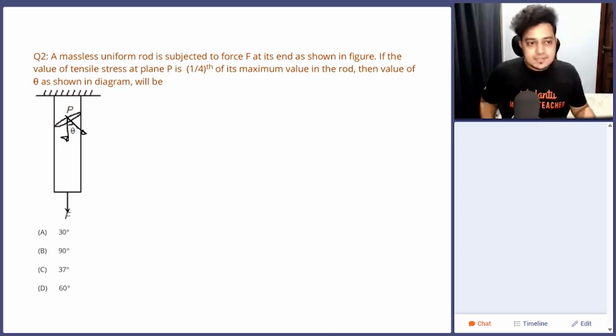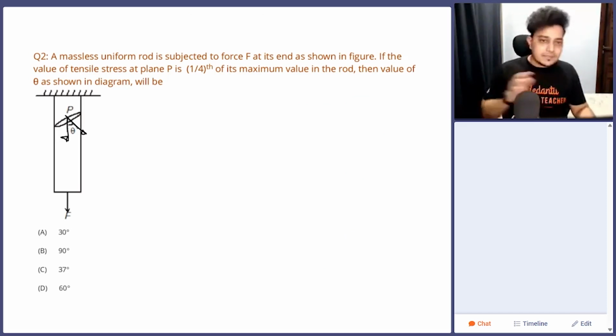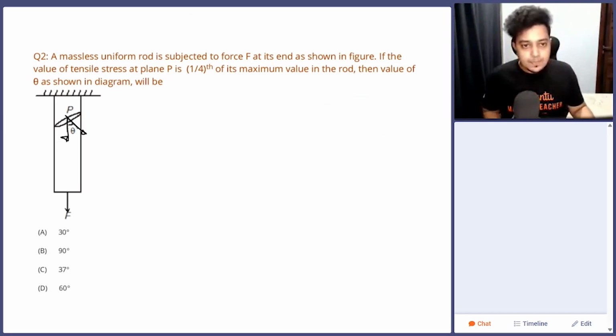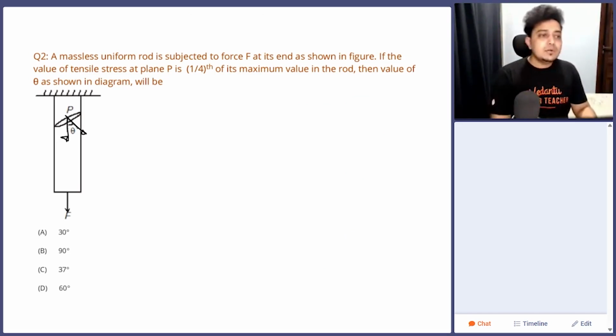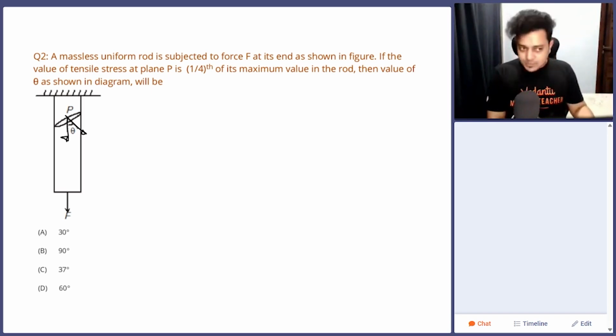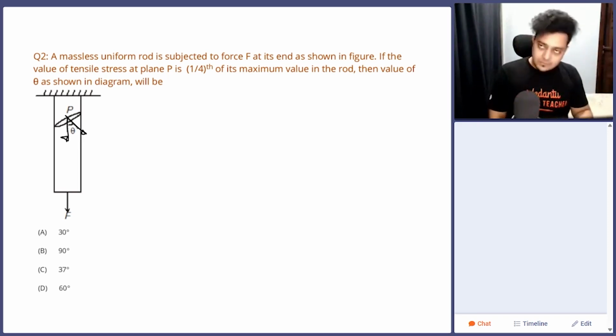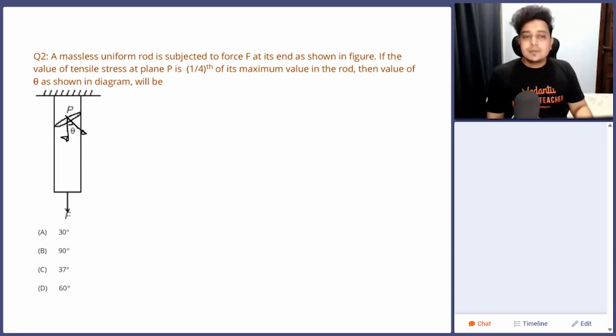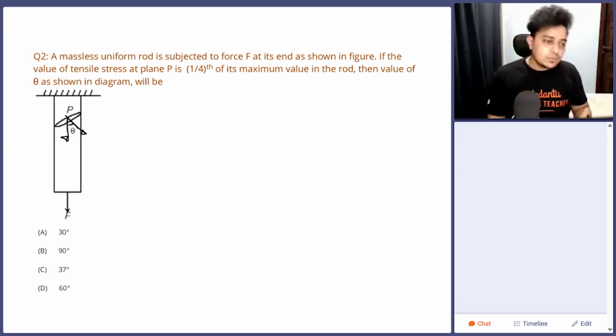Massless uniform rod is subjected to force F at the end as shown in the figure. If the value of the tensile stress at plane P is 1/4 of the maximum value in the rod, then value of theta in the diagram will be. Okay. So very important information is given that at point P, for the plane P, whatever the tensile stress is, that is 1/4 of the maximum stress. So we have to figure out what is going to be the angle theta for that to be true. What should be the angle theta?